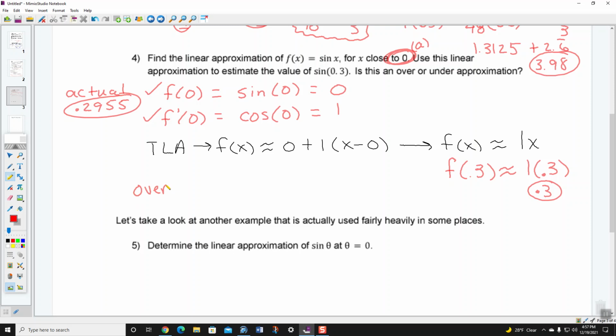And if it's an overestimate, this must mean that at that particular a value, is this graph concave up or concave down? And it has to be concave down. Now, I want to show you what we were talking about right there. Okay? We had the function sine of x. I'm going to graph this.